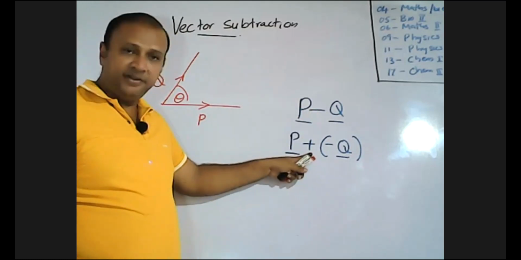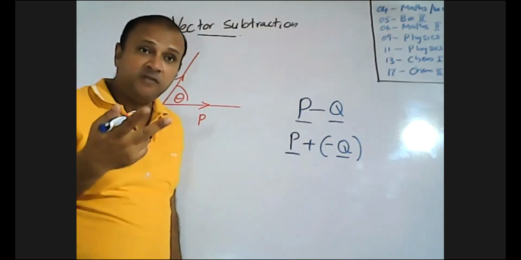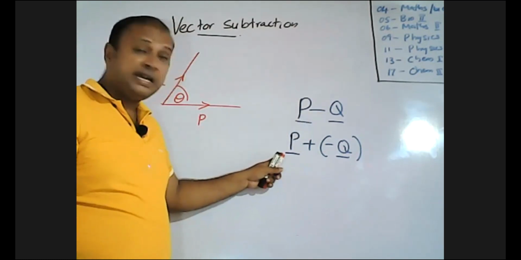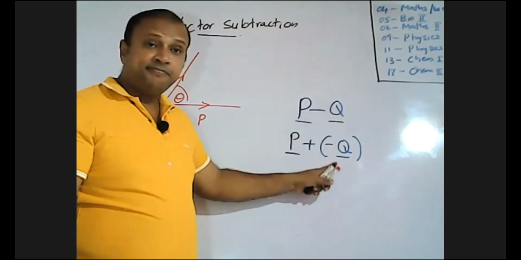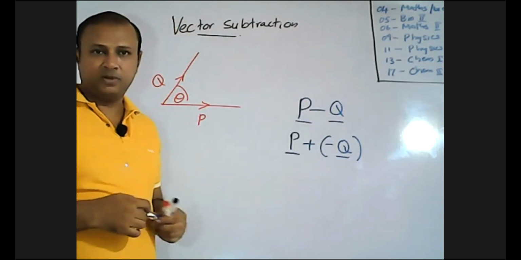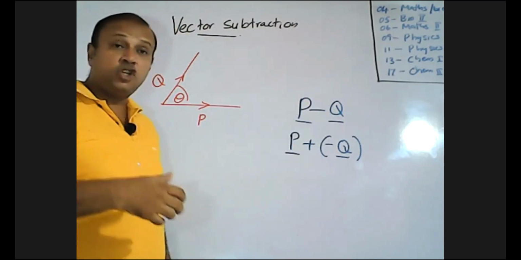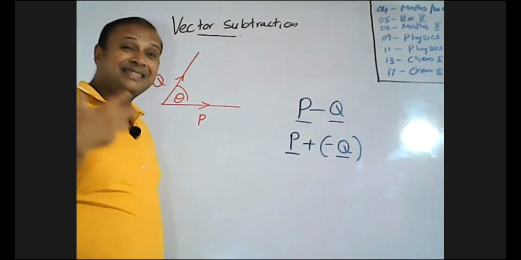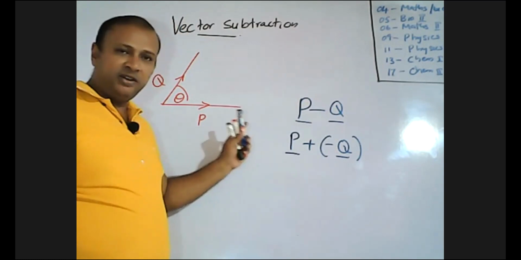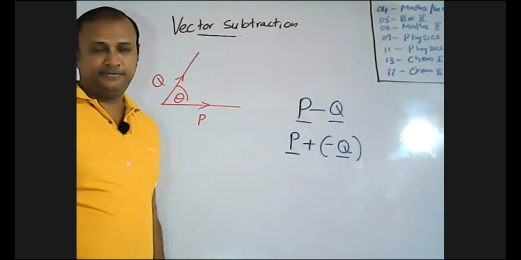This subtraction can be written as an addition. Addition between what? Addition between the one vector and the negative vector of the other. Therefore, actually we can represent a subtraction as an addition between a vector and the negative vector of the other.